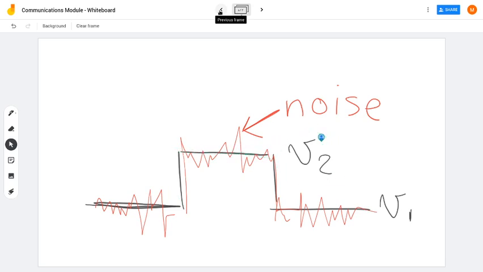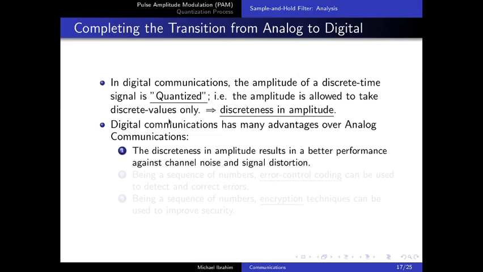Even though we have this noise superimposed on the signal, we can still get the correct values of the message. This happens basically because the amplitude is discrete. We can only have two values, V1 or V2, let's say 0 volts and 5 volts. If we have 0 volts and 5 volts, having noise superimposed on the 5 volts, making it 5.5 or 4.9 or 4.7, we still can say this is 5 volts. Same for the 0. So the first advantage is basically due to the discreteness in amplitude, we can get better performance against channel noise and signal distortion.